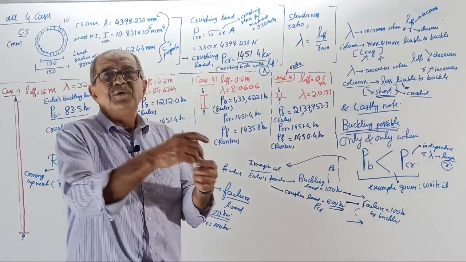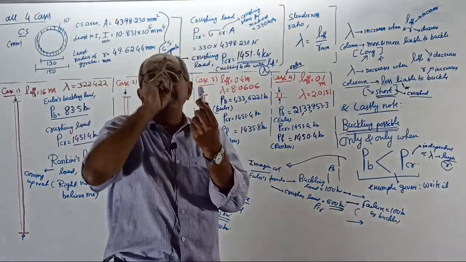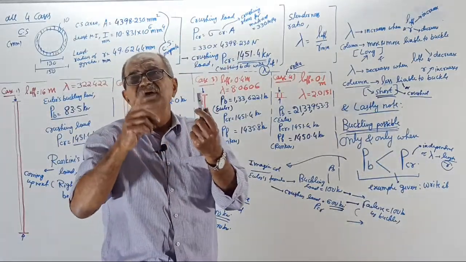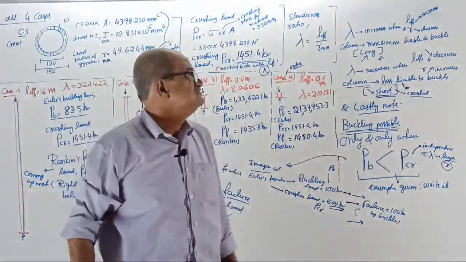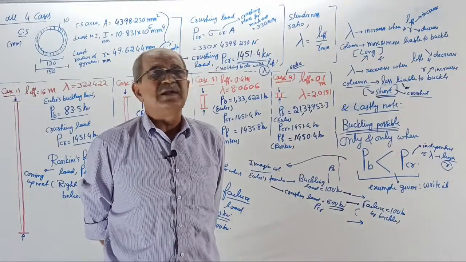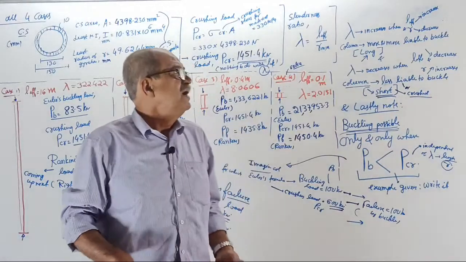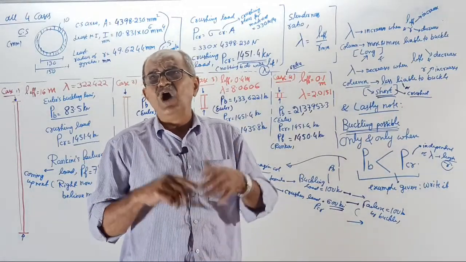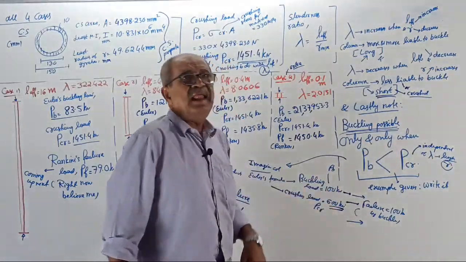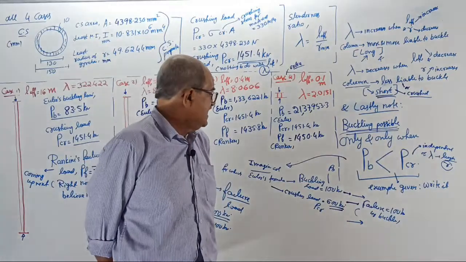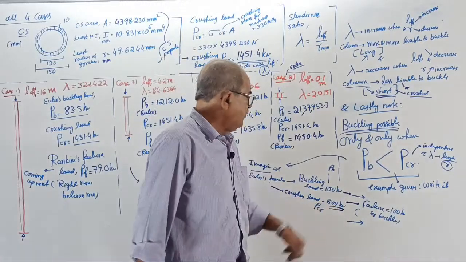Now make a note. When you apply a load, failure will take place, what? Whether crushing comes first or buckling comes first. Among crushing and buckling, whichever is lesser, when that load is reached, the column will fail. Correct? See here, buckling at 100 kilonewton, crushing at 600. So when the load is 100, the column will fail. So no chance of 600.